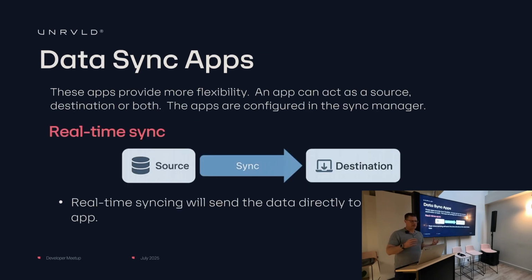The other type of application are data sync apps. These give you more flexibility, and an app can act as a data source or a destination or both. So for example, it could be pushing data into an Optimizely application, or it could be pushing data out from Optimizely into somewhere else. You may want to push data into a different CDP platform, for example.